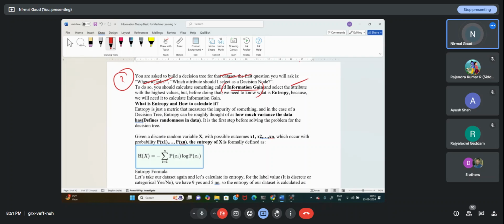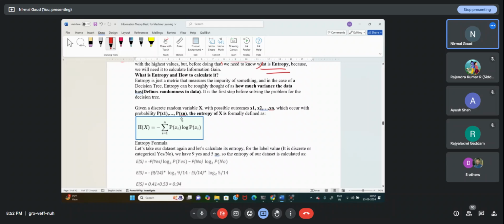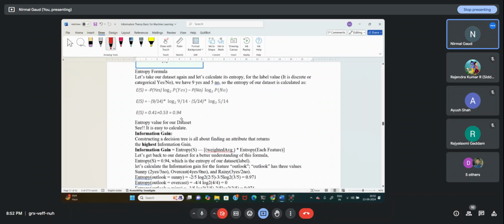So we need the entropy concept here, because your data is already uncertain. There is randomness in the data. 0 and 1 are present. Entropy will be applied.